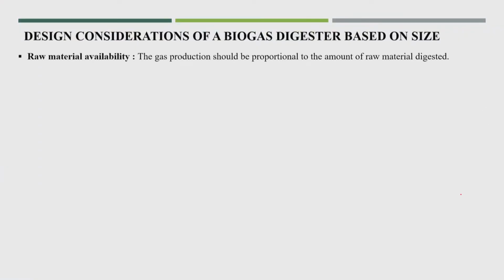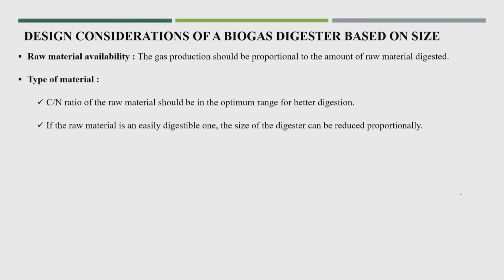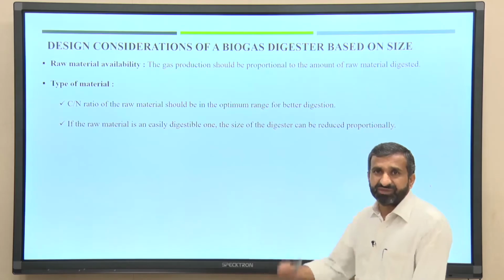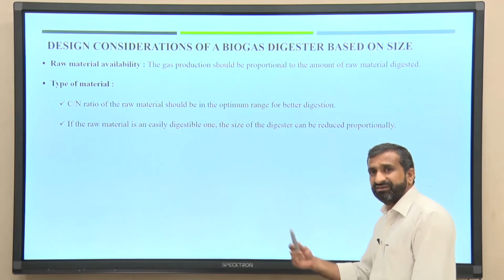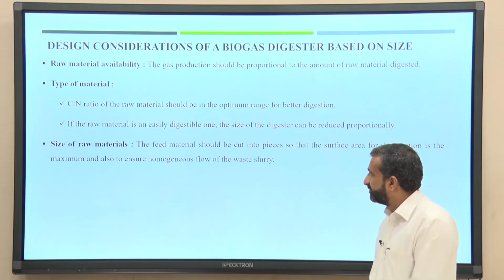Now, next is the raw material availability. The gas production should be proportional to the amount of raw material available, like the type of material. The C/N ratio of the raw material should be in the optimum range for better digestion. If the raw material is easily digestible, the size of the digester can be reduced proportionally. So, based on the biodegradability of the raw material, we can design the volume of the digester also.